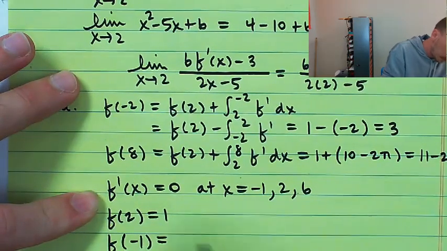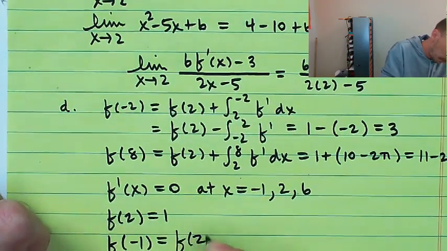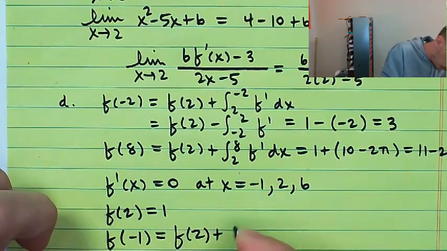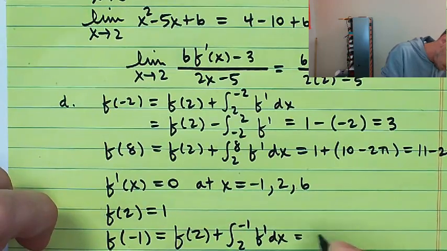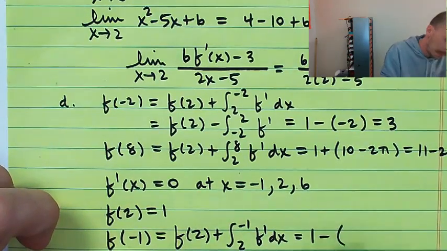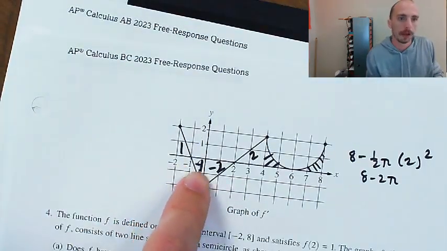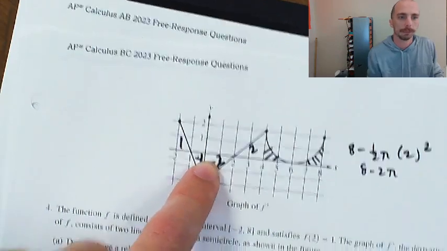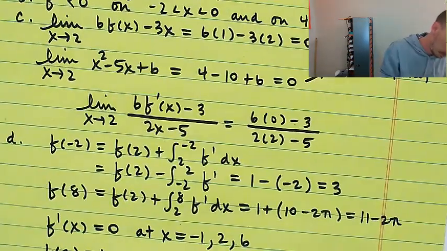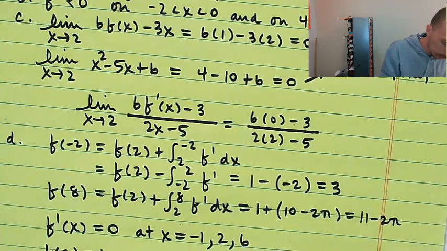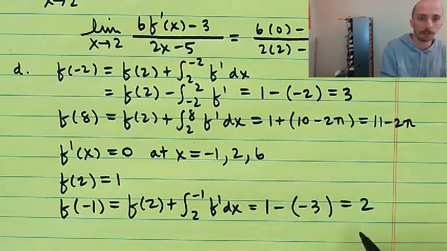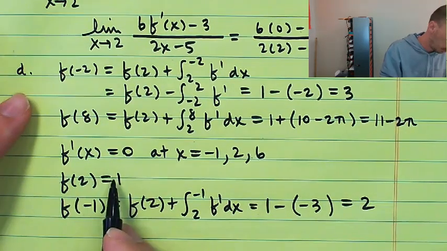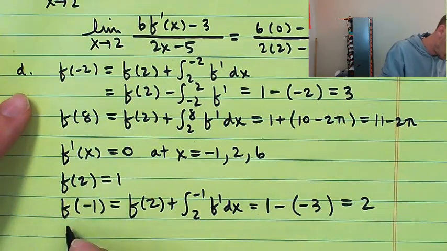F of -1 is going to equal, again, f of 2 plus the integral from 2 back to -1 of f prime. So that'll equal 1 from f of 2 minus the integral from -1 to 2. That would be -3. So minus -3, and that's going to equal 2. Yes, okay, so this is definitely a candidate to be the minimum because it's less than 3. Oh, but 1 is still the least thing I'm seeing around. Okay, hopefully that doesn't end up being it.